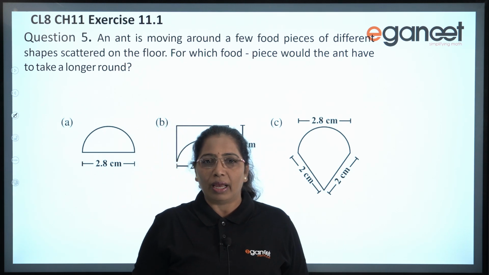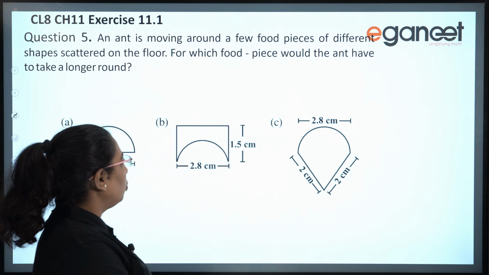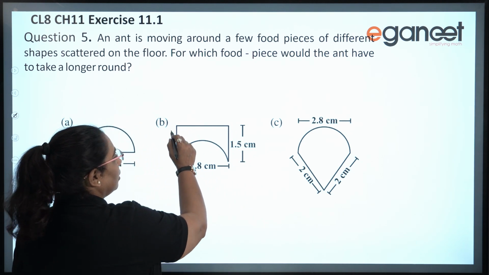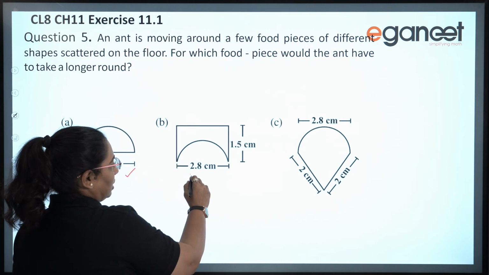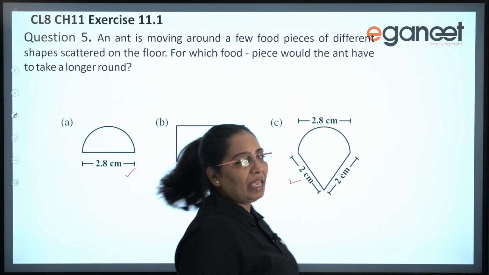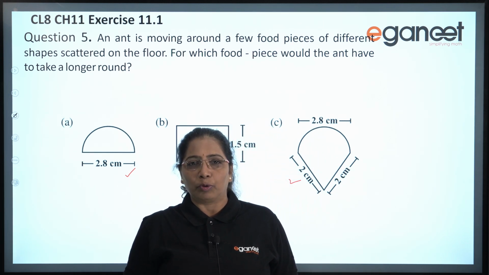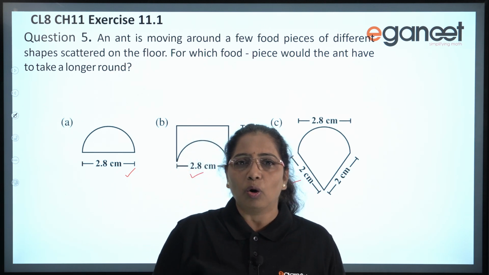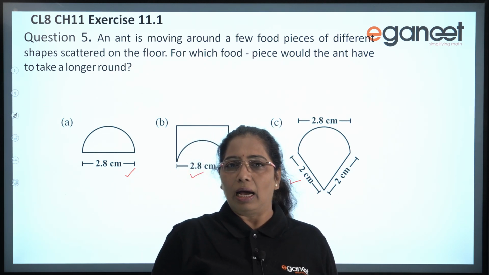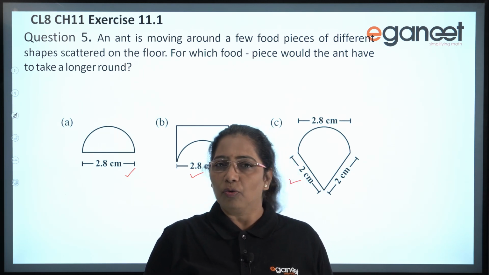Now, what we have to find out? We have to find out the boundary of all these food pieces. Boundary means perimeter of all these food pieces. Then only we will come to know which figure is having more perimeter. Accordingly, an ant will take a longer round around that particular food piece.